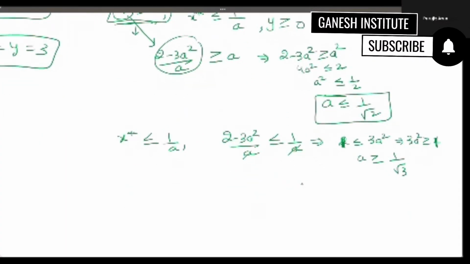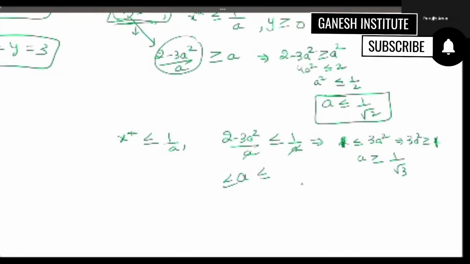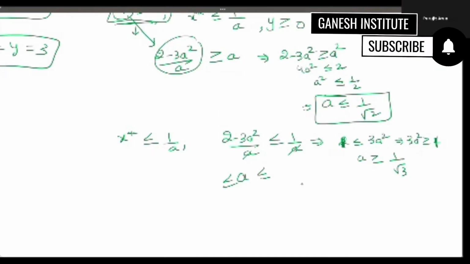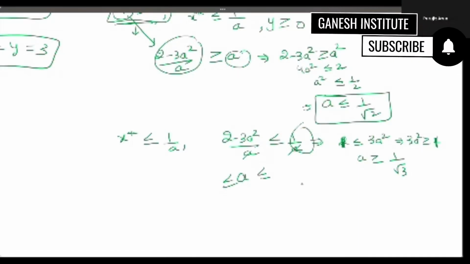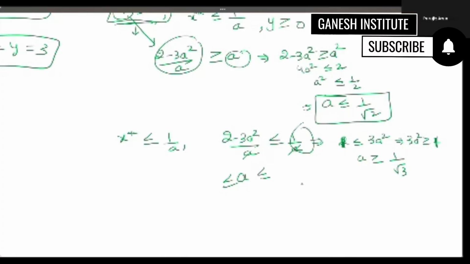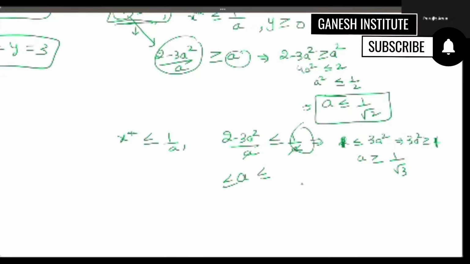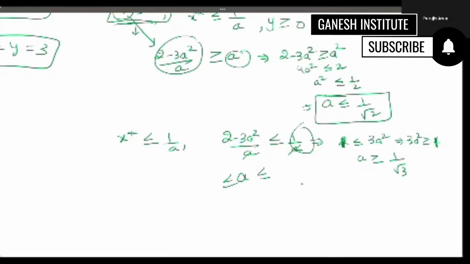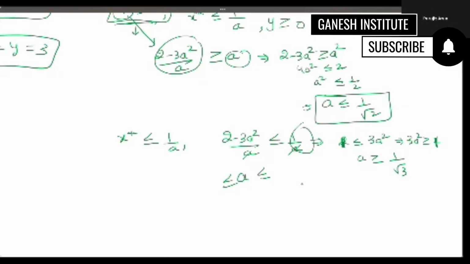So I've got two values. A is lying between, it was A and it was 1 by A. So 1 by A, 1 by root 2 and 1 by root 3, right? So I have got the limits and the value of x and y also, right?